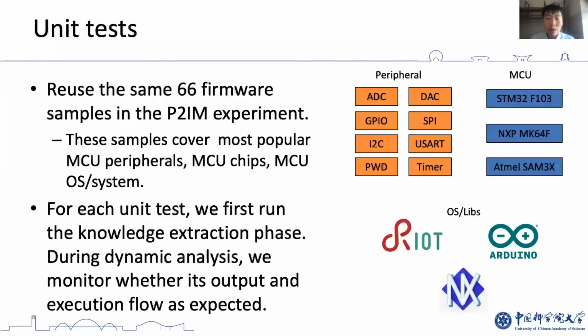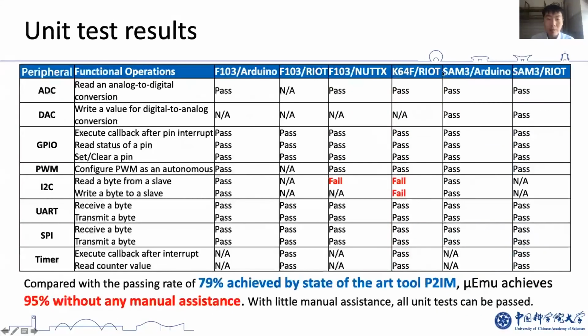Finally, to prove our tool is able to emulate the behavior of a wide range of peripherals correctly, we reuse the same firmware samples in the P2IM experiment, which cover popularly used peripherals, MCU and OS. For each unit test, we first generate the knowledge base. During dynamic analysis, we monitor whether its output and execution flow are as expected. As a result, for all tested samples, only 3 unit tests failed, which is much better than the result in P2IM. Furthermore, with a little manual assistance like adding 1 or 2 invalid program paths, all unit tests can be passed.